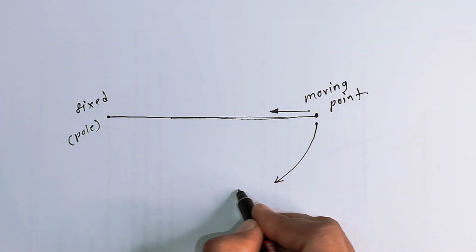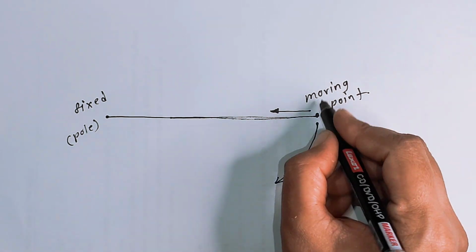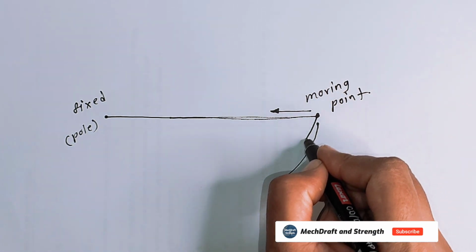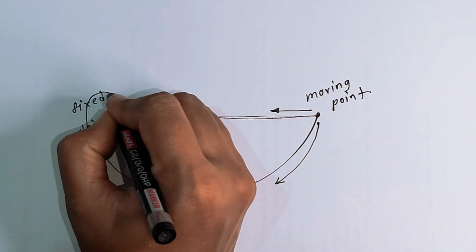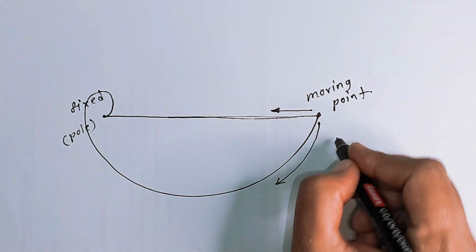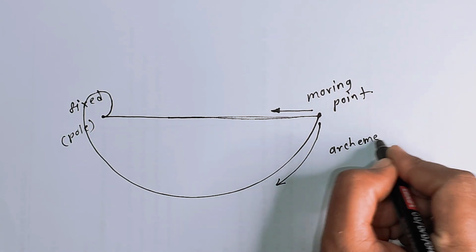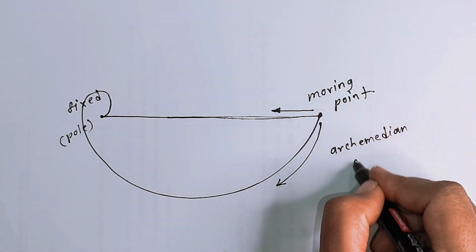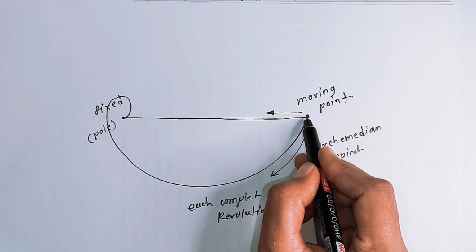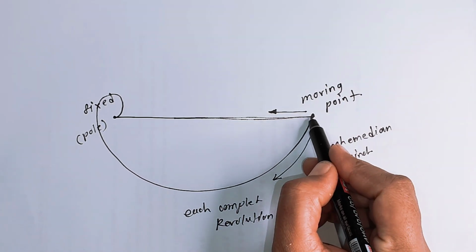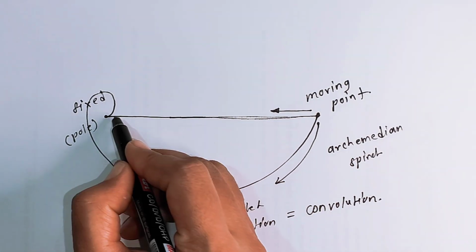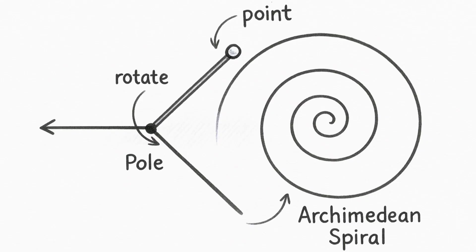So as the line rotates and the point slides, the path traced by the point, that curve, is known as the Archimedean spiral. And each complete revolution of the curve is termed as the convolution. So the curve generated by a point moving uniformly along a straight line, while the line rotates around a fixed point with a uniform angular velocity, is known as the Archimedean spiral.